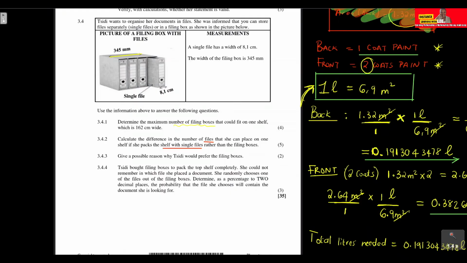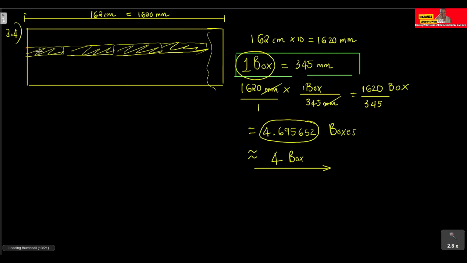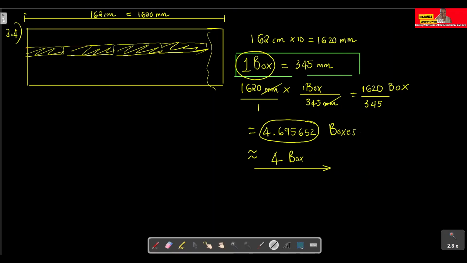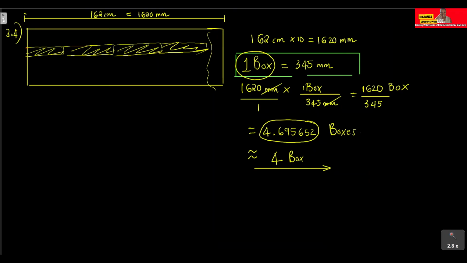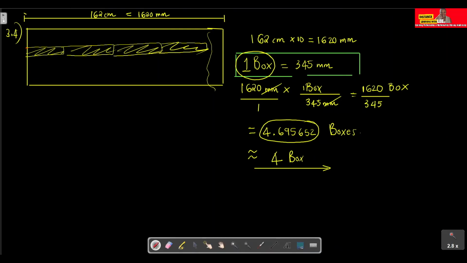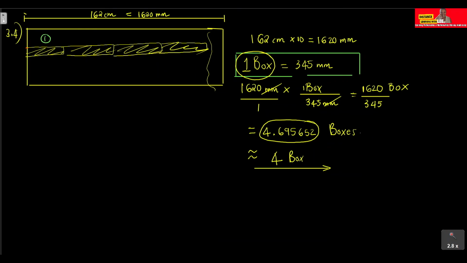We already determined that if she decides to pack with boxes, she can only fit in 4 boxes. Remember we said that she can only fit in 4 boxes. So this is the first box, this is the second box, this is the third box, and this is the fourth box.